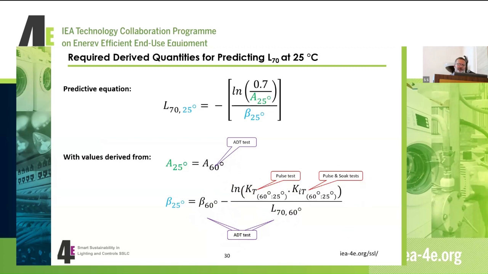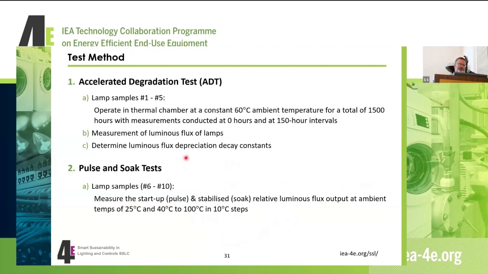Now, what are pulse soak tests? Pulse soak tests are where we will measure a product at startup. So immediately at startup, we measure the lumen output. And then once it has completely stabilized its lumen output, we measure the output again. And we will do that at different ambient temperatures, from 25 degrees C to 40 degrees, all the way up to 100 degrees ambient temperature in 10-degree steps.